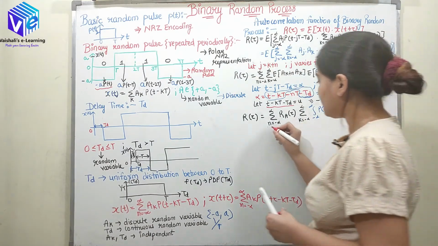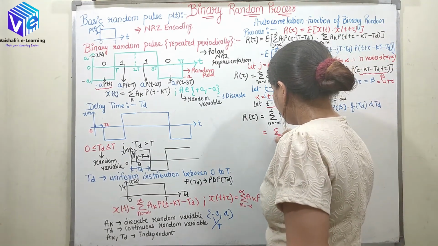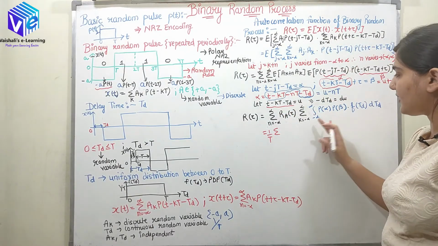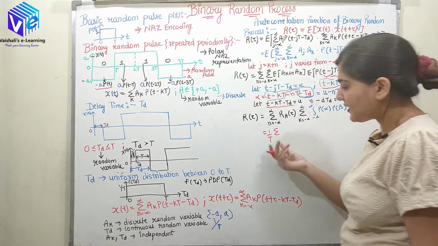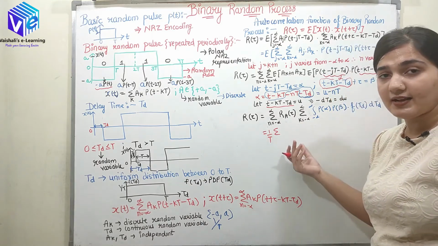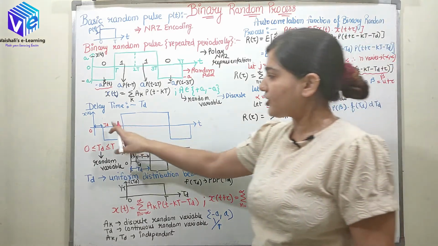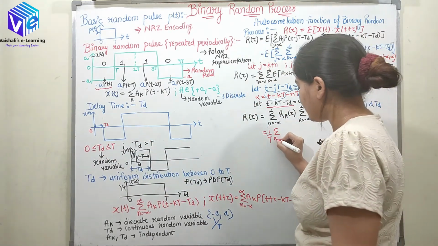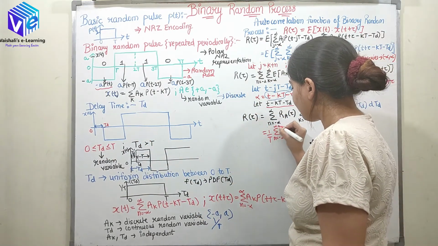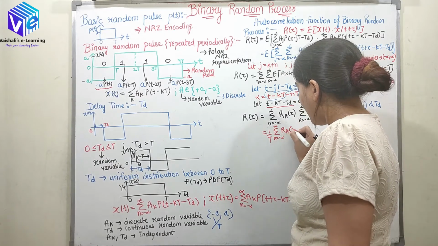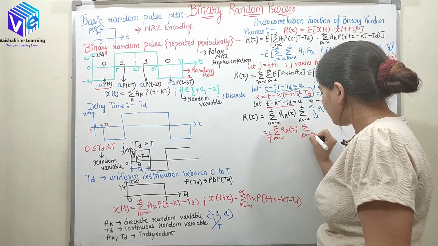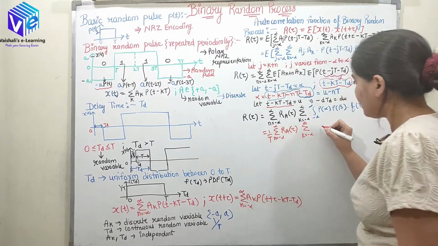So here I will be putting the value of f of td. I will be taking it outside because it does not depend upon k or td. T is constant. I have taken T to be the bit duration time, so bit duration is constant. I have taken it outside. So it is n equal to minus infinity to infinity R_a(tau). So here k is equal to minus infinity to infinity.